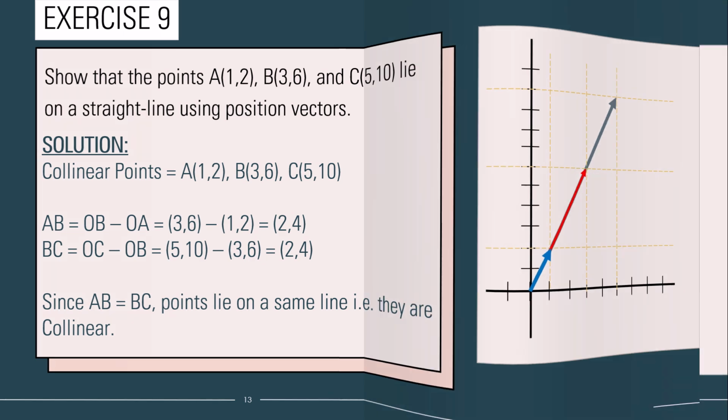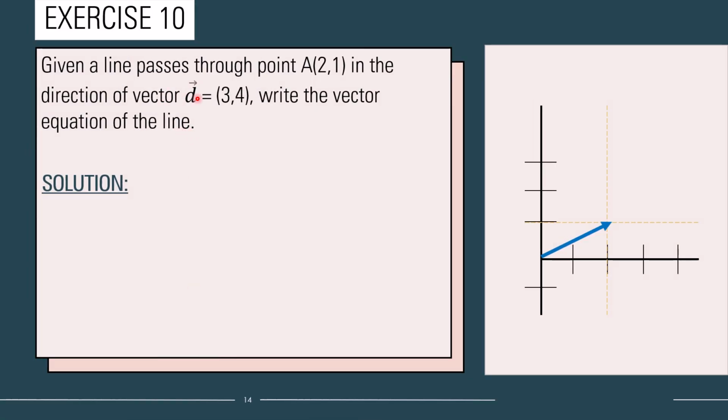Okay. Question number 10. Given a line passes through point A (2, 1) in the direction of vector D (3, 4), write the vector equation of the line. What does this mean? We have a line which passes through the point A (2, 1). First you draw A, which is 2 and then 1. In the direction of vector D, which is given to you as (3, 4). In that direction, a line passes through a point. Write the vector equation of that line.